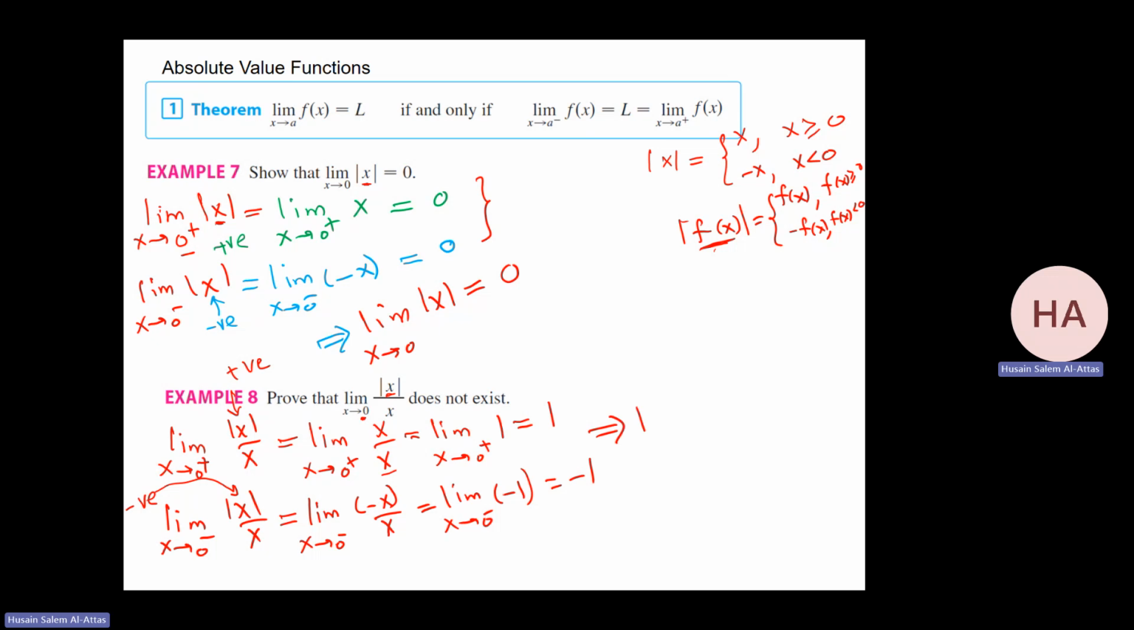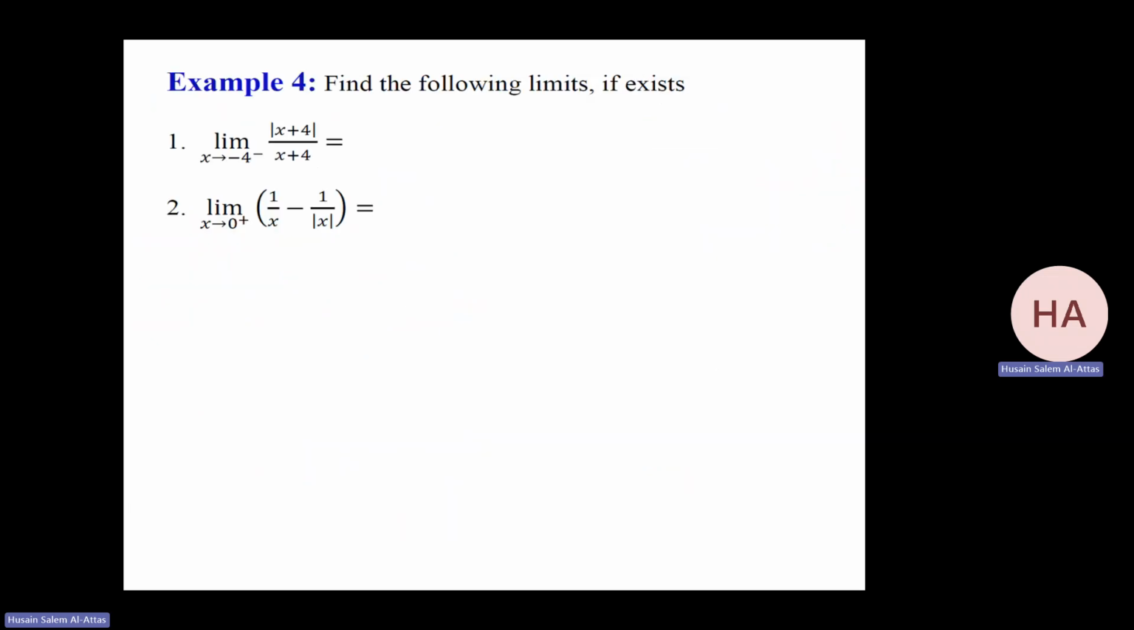So what will be the limit as x goes to 0 for this one? It does not exist. Why? Because right is equal to 1, left is equal to minus 1. So the limit does not exist. So to deal with the absolute value, first I need to get rid of the absolute value, and then do the calculation.